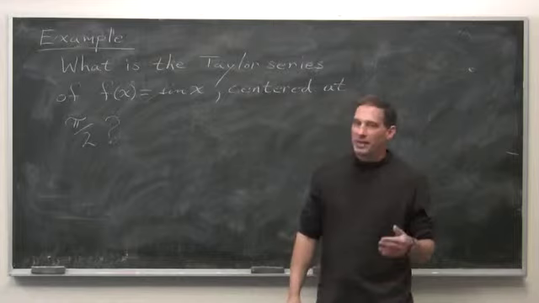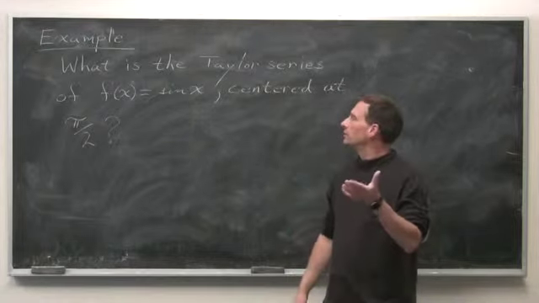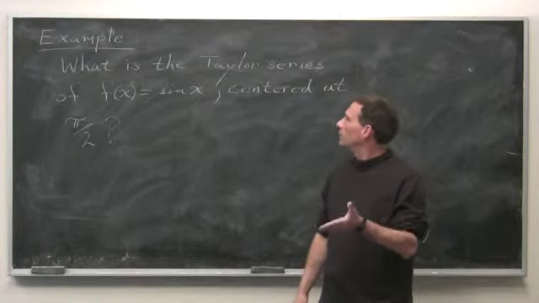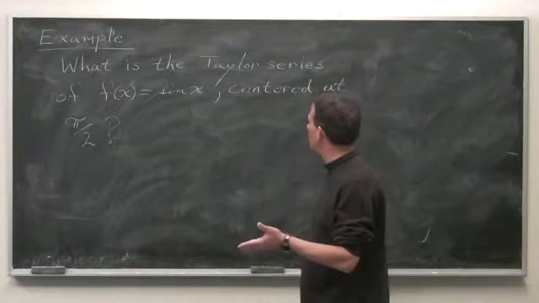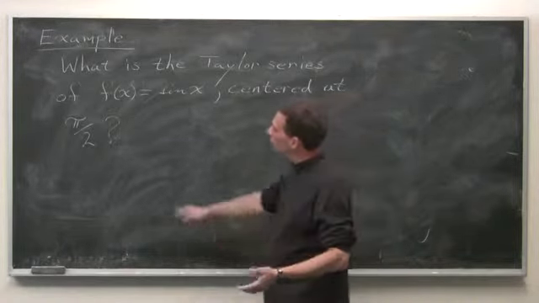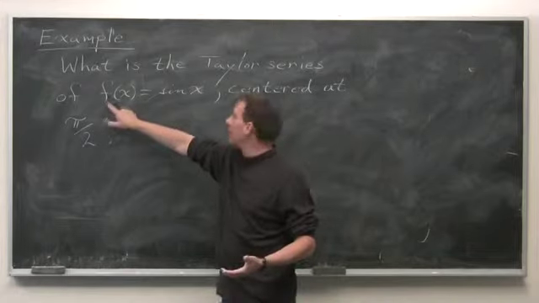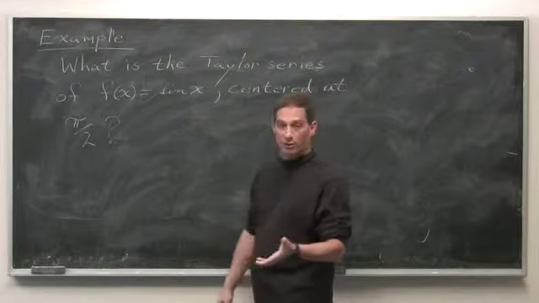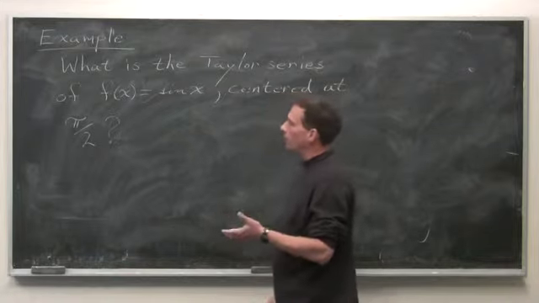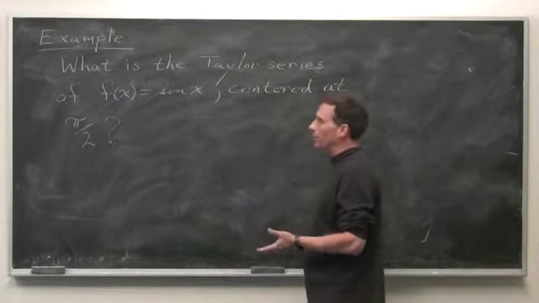All right? What's always true? To know the Taylor series, so the whole collection of Taylor polynomials, you have to know the derivatives of this function evaluated at your center. So I'm going to go ahead and do that first. I'm going to write down the derivatives of f evaluated at pi over 2.